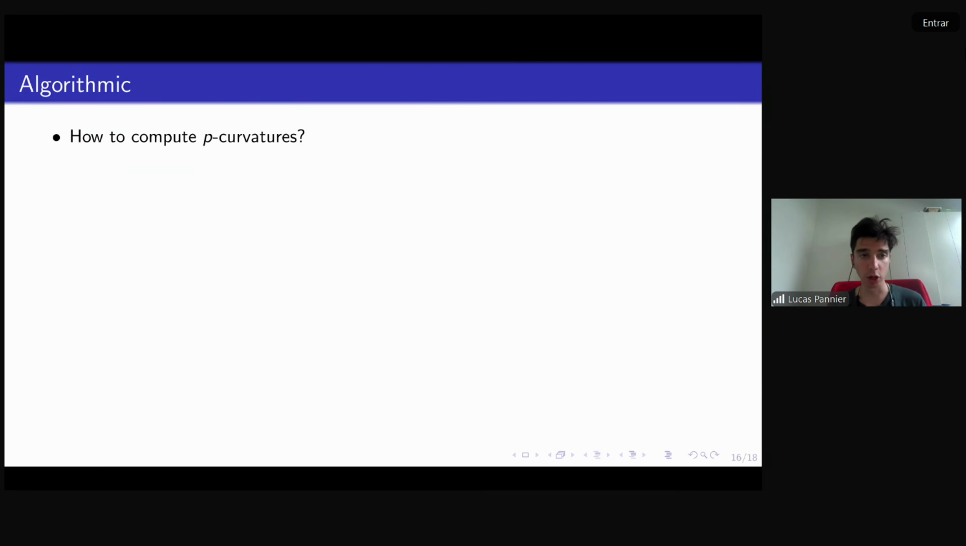A few algorithmic questions. The first one is, how can we compute p-curvatures? So I said that there is an algorithm due to Bostan and Schost in 2009. It actually allows to compute p-curvatures for first-order differential equations. And we can use this algorithm to compute all p-curvatures up to some bound n. And there exists another algorithm due to Pagès, which allows to compute p-curvatures for any linear differential equation, I mean for any order, and up to a certain bound.